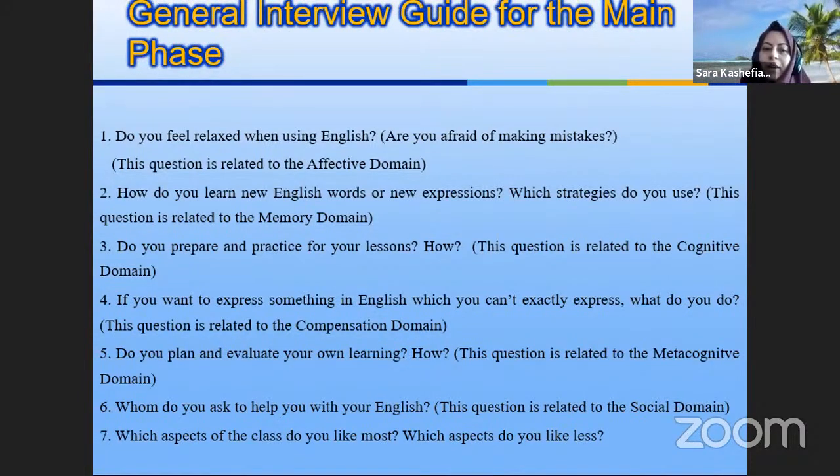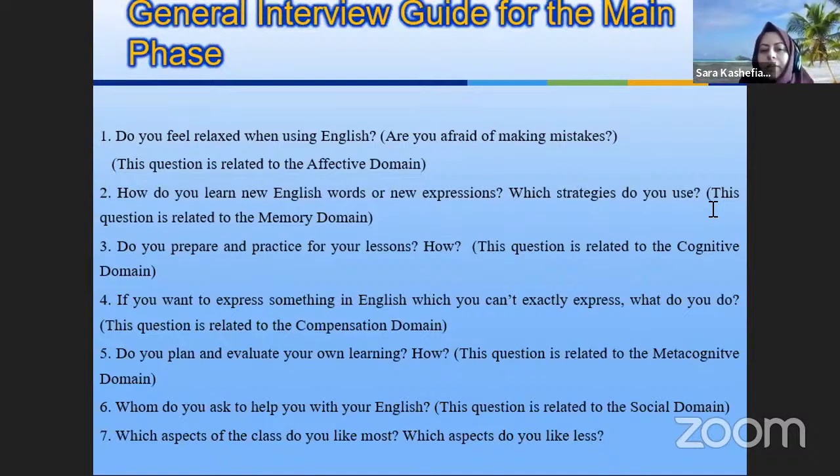The next question was, if you want to say something in English which you can't clearly express, what do you do? Maybe these are the strategies the person uses to compensate for her deficiencies in knowledge. So these are related to what? Compensation domain. Do you plan and evaluate your own learning? If yes, how? Again, this question is related to the metacognitive domain. You remember we said planning, evaluating, etc.